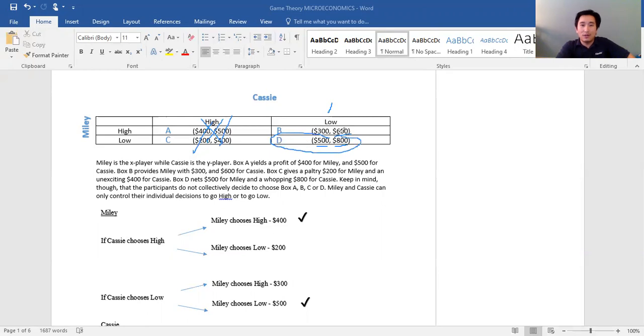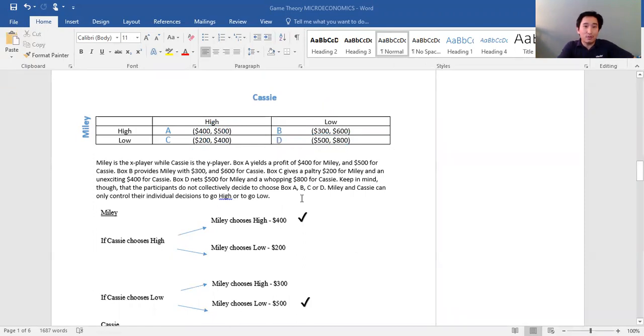And this is what's known as the Nash Equilibrium, because that's where they're going to end up. Now, in the previous example where both of them had a dominant strategy, where they play their dominant strategy would also be called the Nash Equilibrium. In this case, even though Miley does not have a dominant strategy, because Cassie does have a dominant strategy, the Nash Equilibrium will be where they both end up being at the low price here. So again, that's one example.